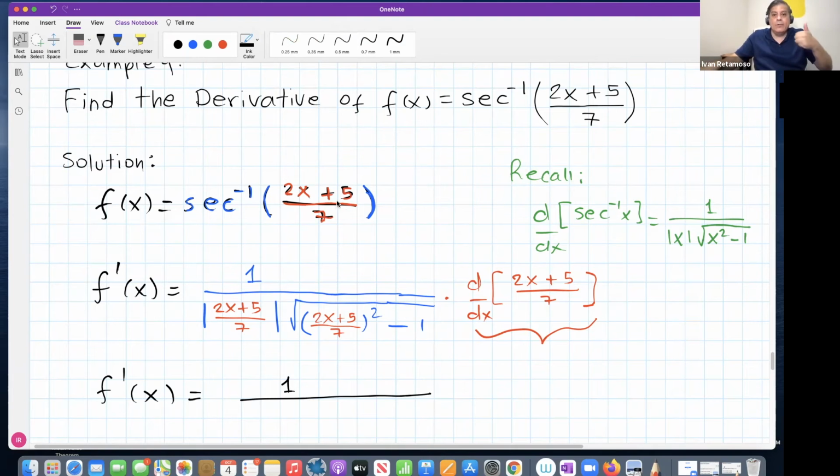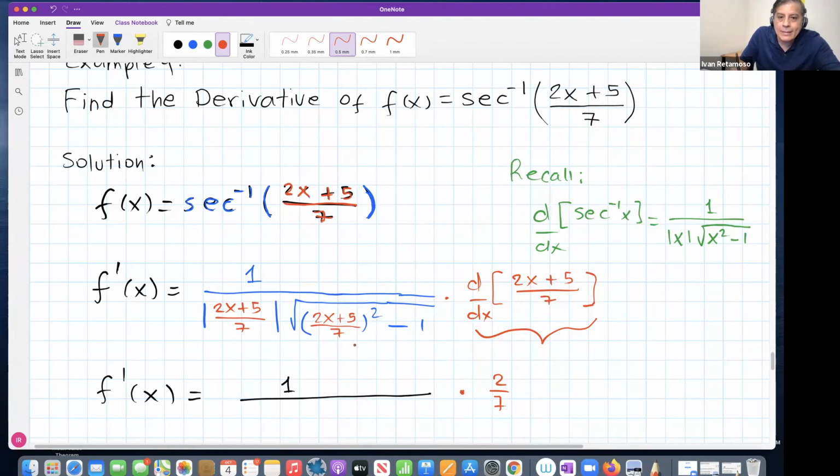Go also 2 over 7, right? 2 over 7. Not hard to see that if you distribute the division, 7 into 2x, 7 into 5, this will be 2x over 7. The derivative of that is 2 over 7, and the derivative of this 5 over 7 is 0, nothing. So this is very good, guys. 2 over 7. Yes. Here.